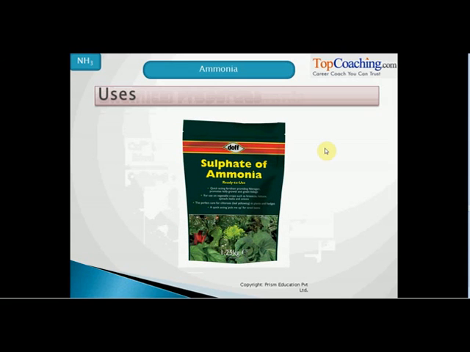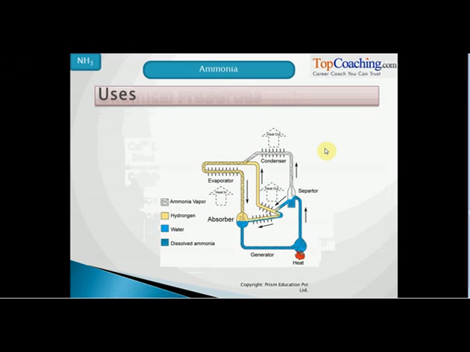Well, sulfates of ammonia are used as fertilizers for plants. You must have heard of nitrogen fertilizers.